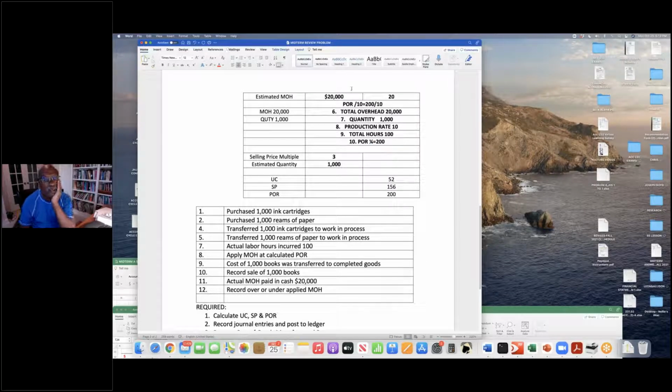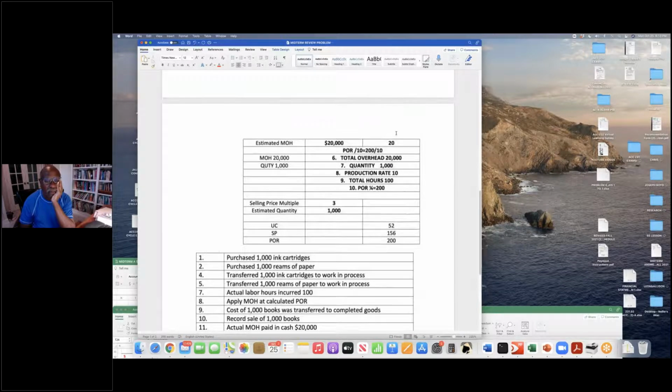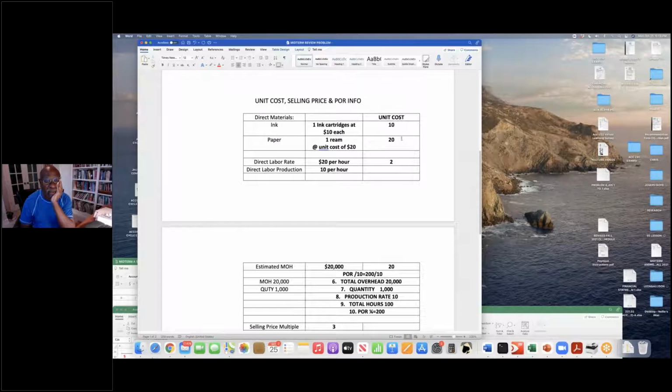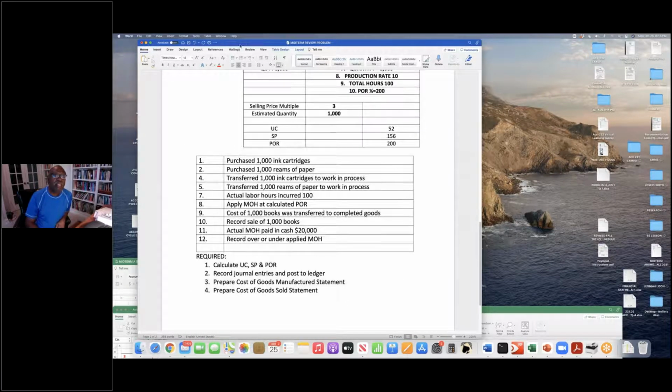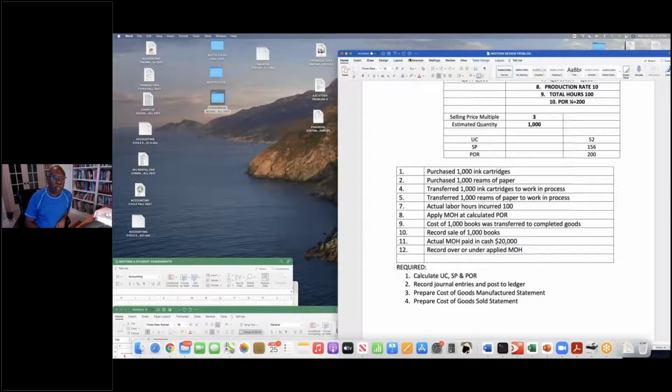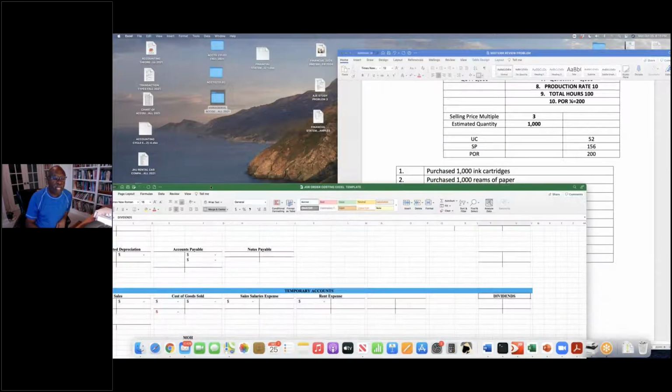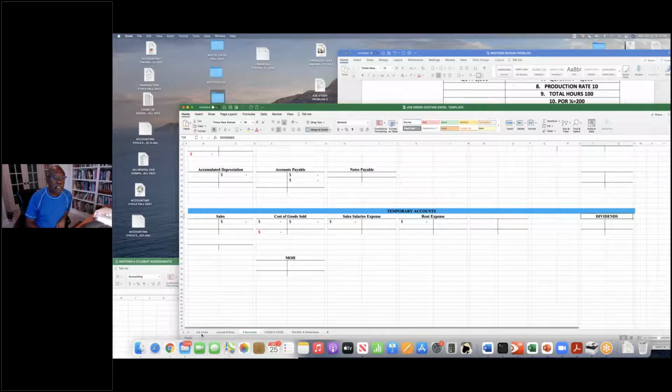Okay, so let's go back to our original example where 1 ink cartridge, 1 ream of paper, paying them $20 an hour. They can make 10 in an hour. Overhead 20,000. So now we got to make journal entries and post them to the ledger.